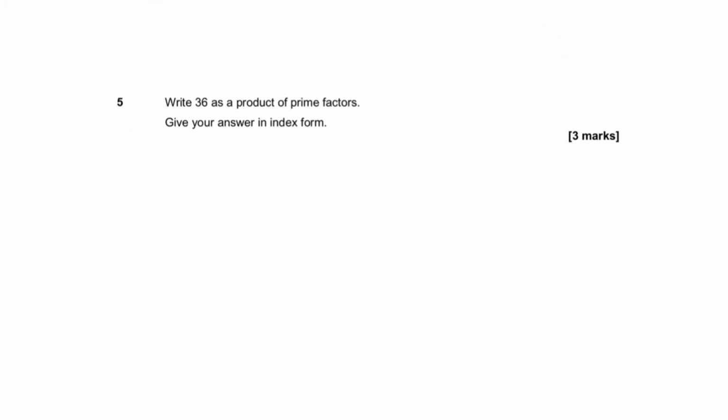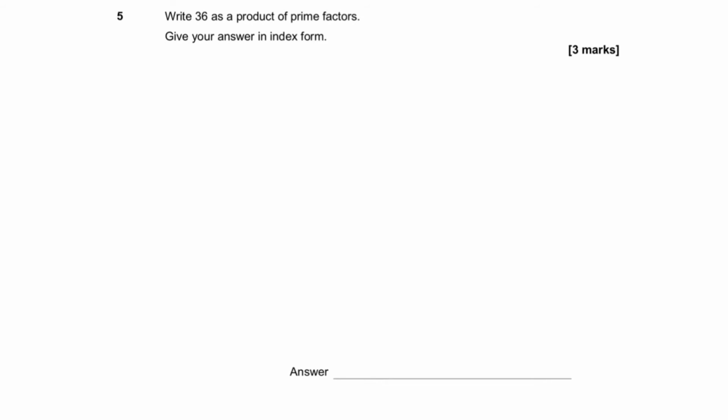This next question says, write 36 as a product of its prime factors. Give your answer in index form. Now, because the question has stated specifically that we need to write our answer in index form, I would guess that there's going to be the same prime number popping up a few times. So when we write the list of prime numbers at the end, we can write our answer more simply like we learnt in the key points video.